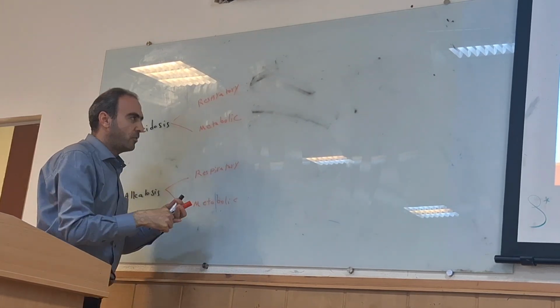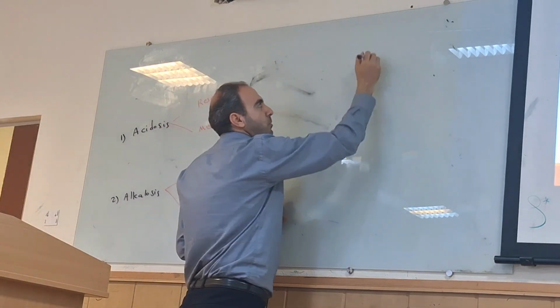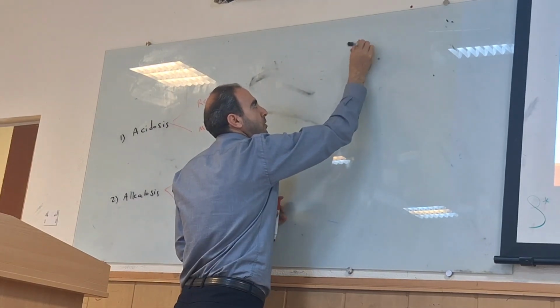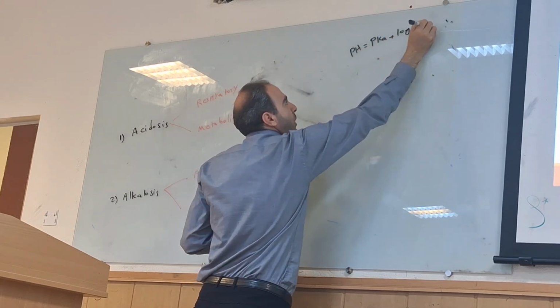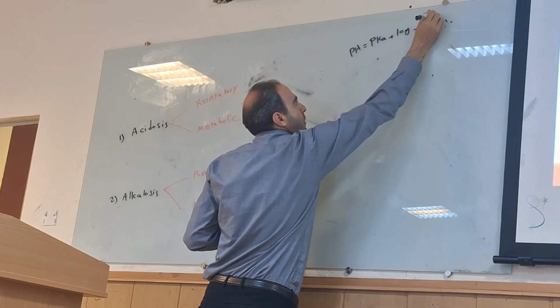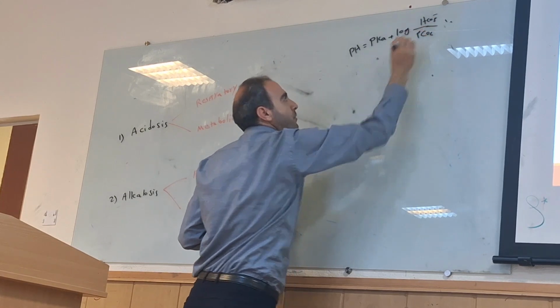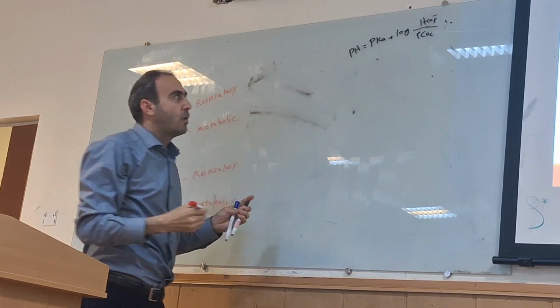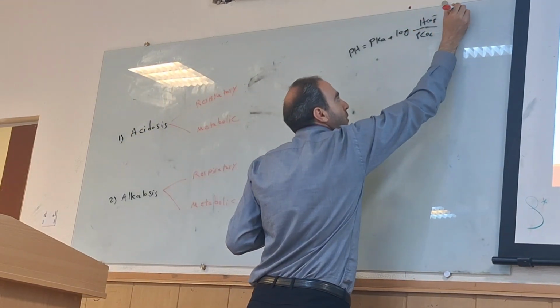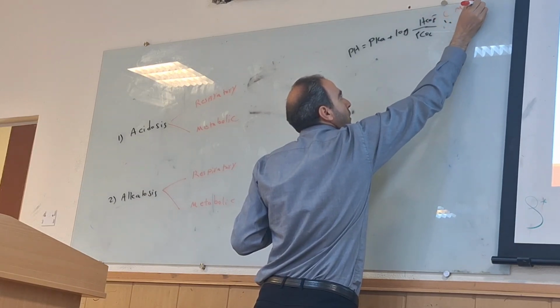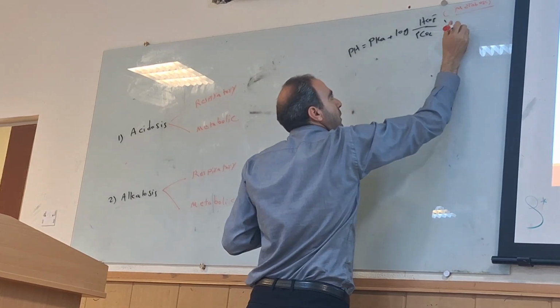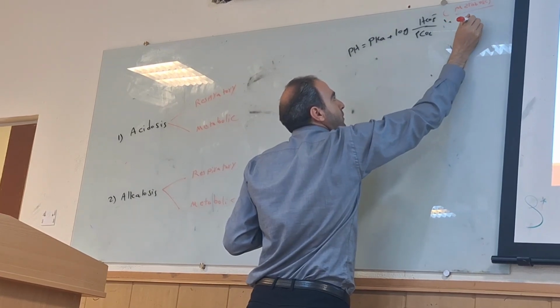When we say respiratory or metabolic, you can remember this formula: pH is equal to the pKa plus log bicarbonate over CO2. Okay, in the metabolic part, is a respiration.